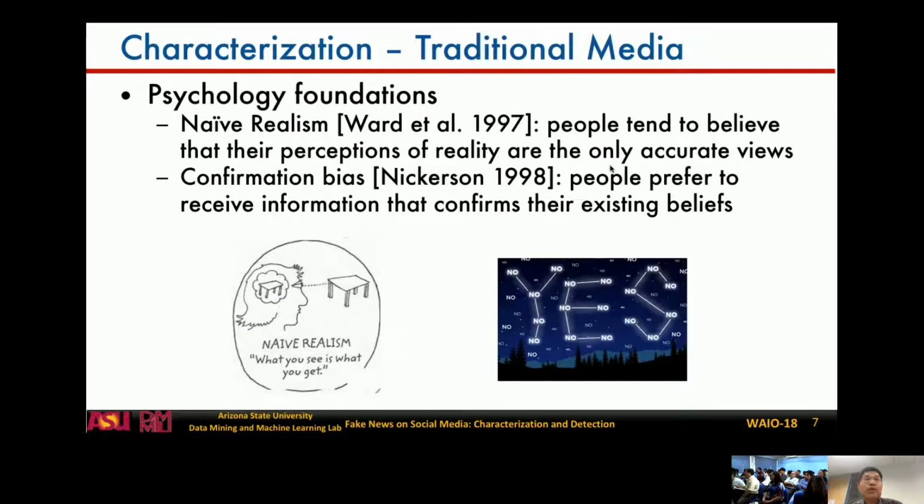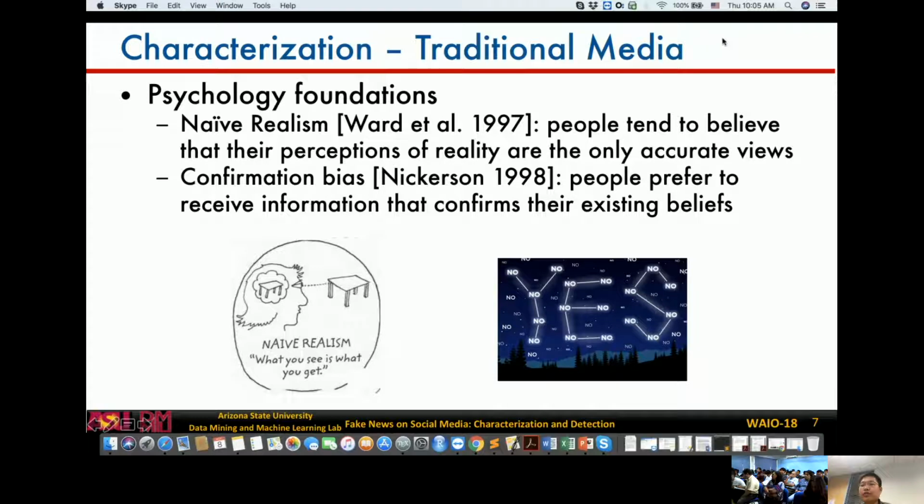From the psychology point of view, we have several theories related to fake news that explain why people are gullible to it. The first is naive realism. Basically, people tend to believe that their perceptions of reality are the only accurate views. This is essentially what naive realism is. The second one is confirmation bias. Confirmation bias means people tend to prefer information that confirms their existing beliefs.